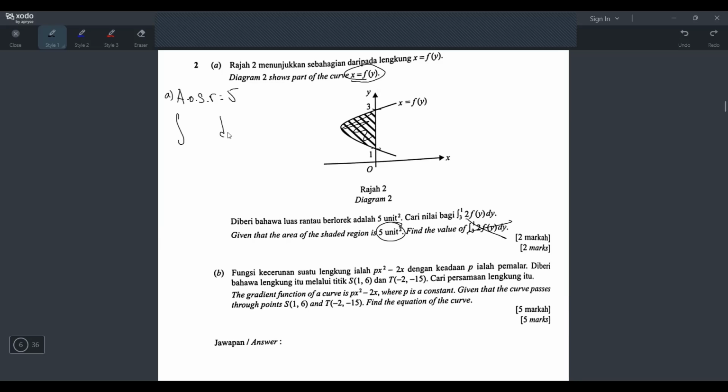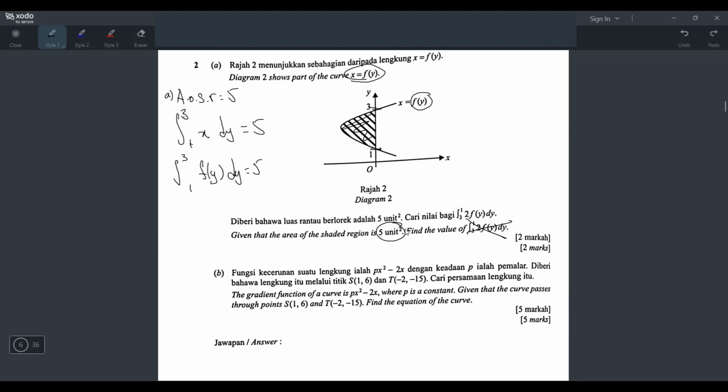So you integrate dy here, and here you write x. And what the numbers you will write here? So you integrate the curve towards y-axis from where to where? From 1 to 3. So this is 1, this is 3. And this thing will equals to 5. Okay. And for the x, you have to ganti with the curve equation, but they already write x equals fy. So this is fy, dy equals 5.